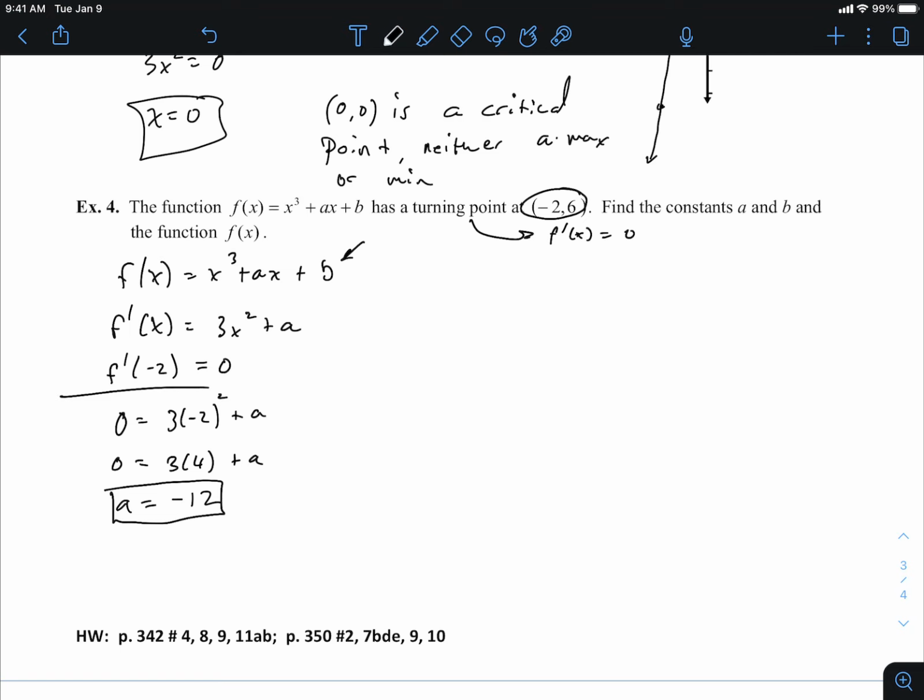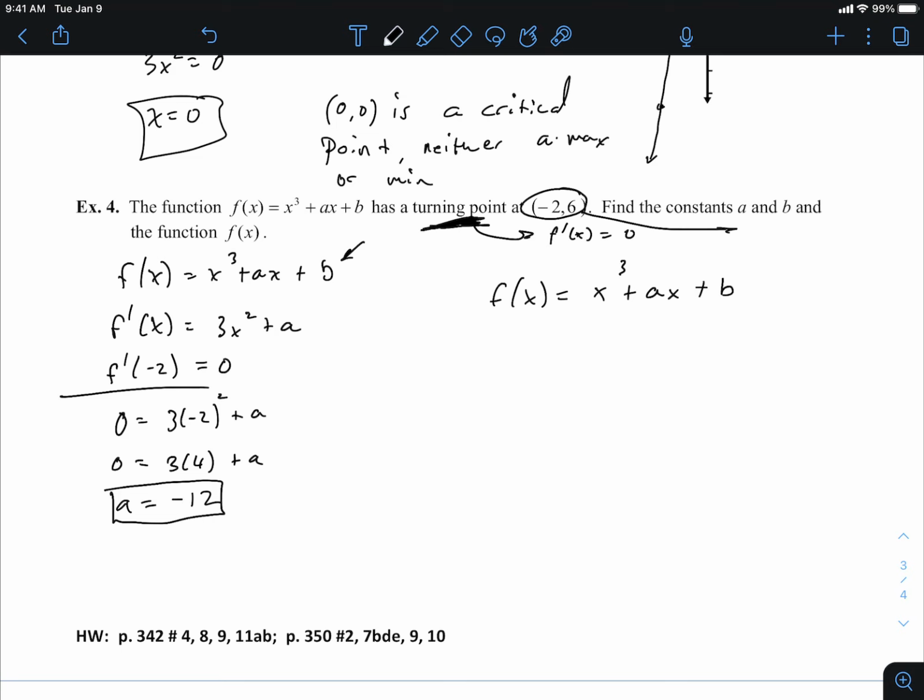Now, we found one of the values, so we could plug that in. A critical point lies on the original graph. It told you that it was a turning point on the original graph, right? So we can jump over and use the original f of x function. f of x is equal to x cubed plus ax plus b.